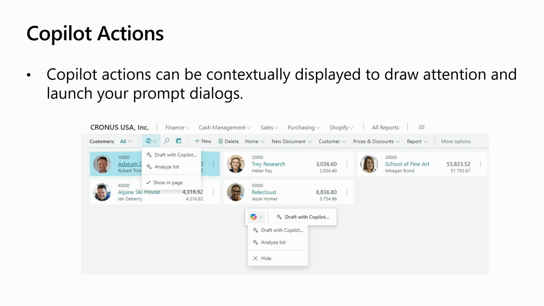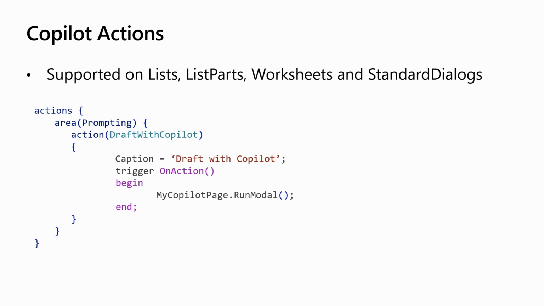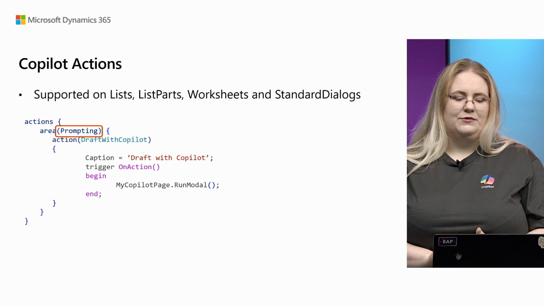How do you implement such a Copilot action? Again, there's a new area in Actions on lists, list parts, worksheets, and standard dialogues, as I mentioned, and it is called prompting, where you can put your actions, such as the previous one displayed, draft with Copilot.